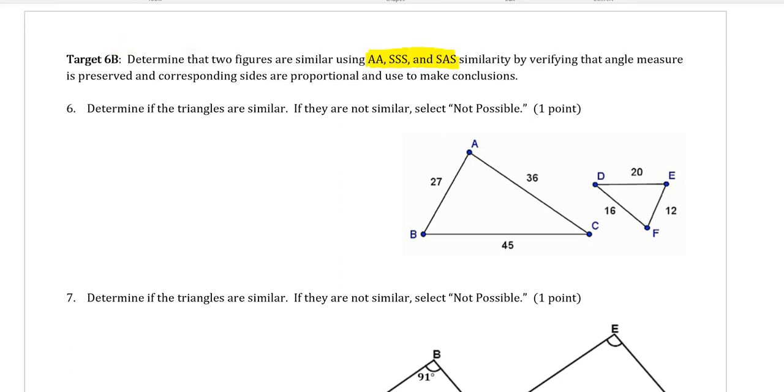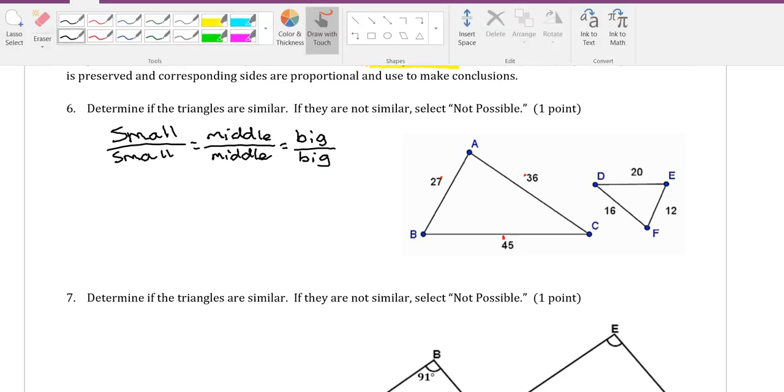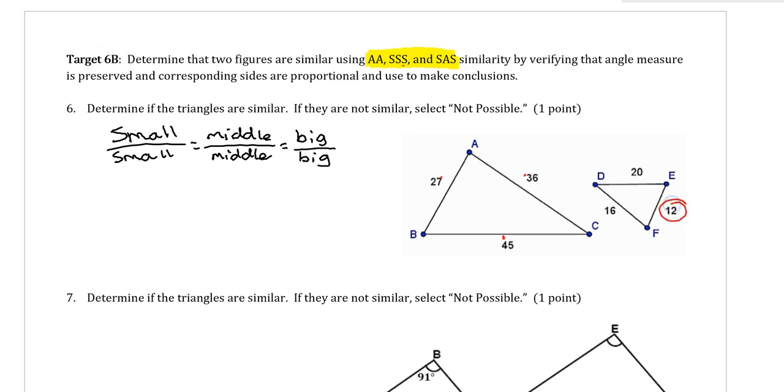So looking at our first problem, what do I have? Well, I have three sides. So I'm probably going to be looking at side, side, side. Remember, we are doing small over small, middle over middle, and big over big. So, my smallest number here is 12. My smallest number here is 27.